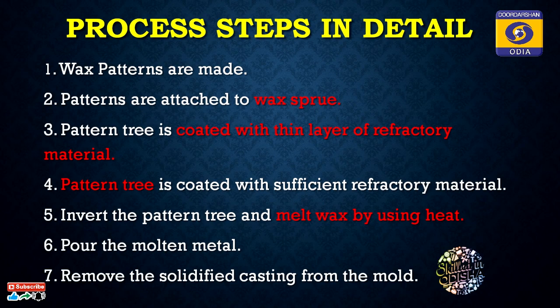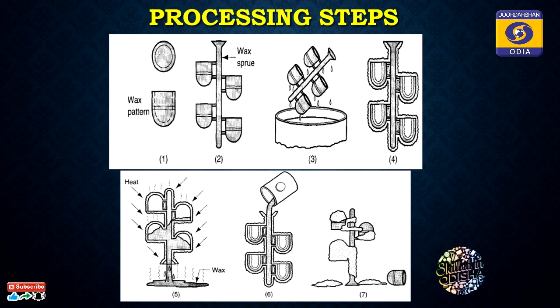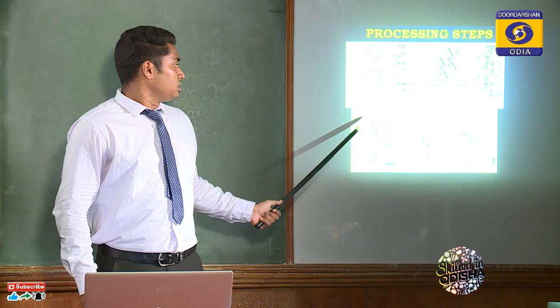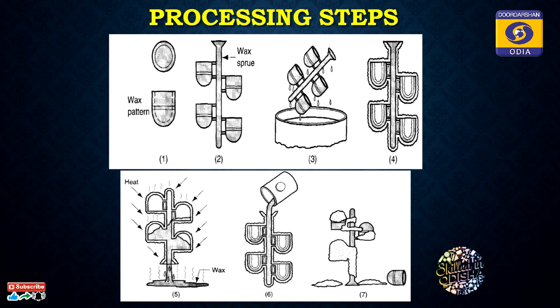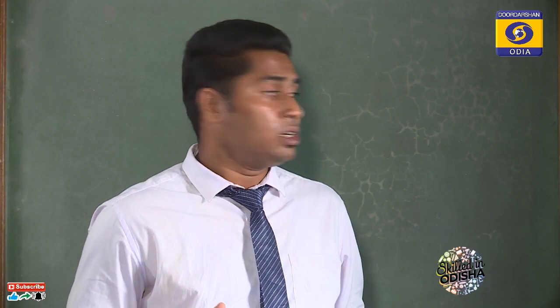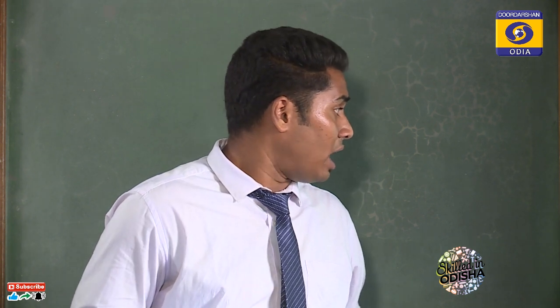Fifth step is invert the pattern tree and melt wax by using heat. After 3 to 4 times coating, see this fifth figure, the tree pattern is now inverted and heat is applied to this tree pattern. Why is heat applied? Heat is applied to melt this wax.